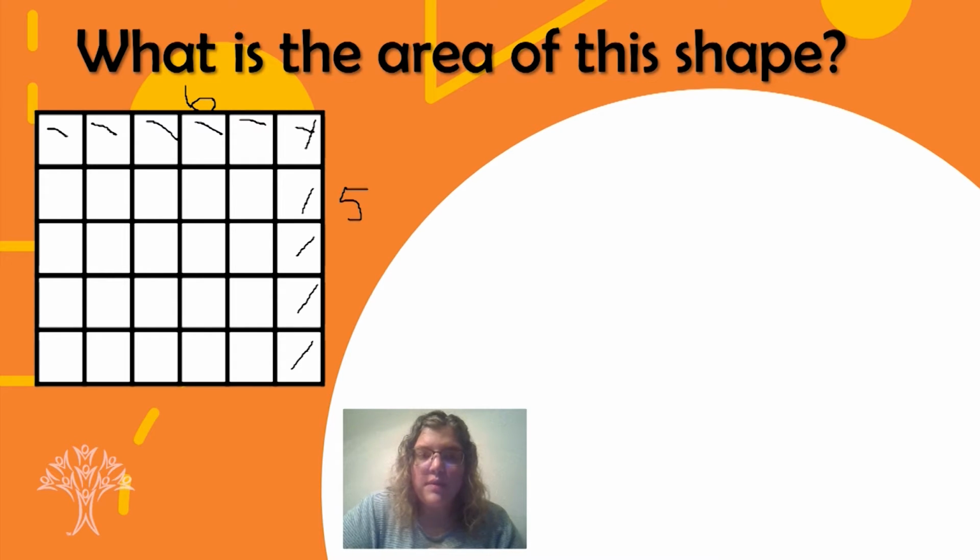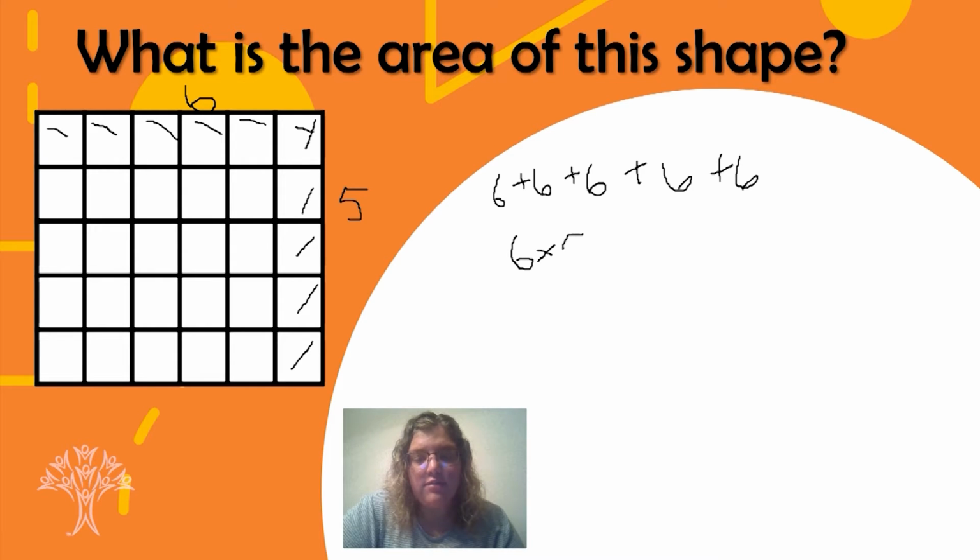Some of you will be doing repeated addition and take 6 plus 6 plus 6 plus 6 plus 6. My hope is that you're able to look at that repeated addition and remember that that's multiplication. I have 6 groups of 5. So I have 5, 10, 15, 20, 25, 30. 6 times 5 is 30.